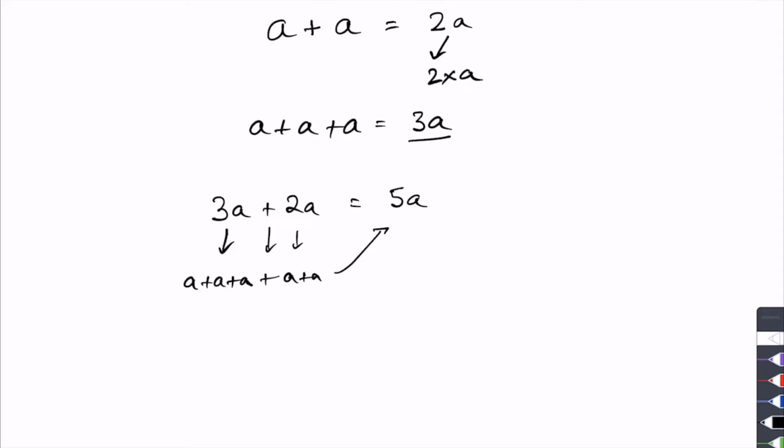Now if you had 3A take away A, well, once again you have A plus A plus A, and you're taking away A, and we can see the answer is 2 lots of A. Now when you don't have a number in front of the algebraic letter, the number is always 1. We tend not to write the 1 in front of letters in algebra.